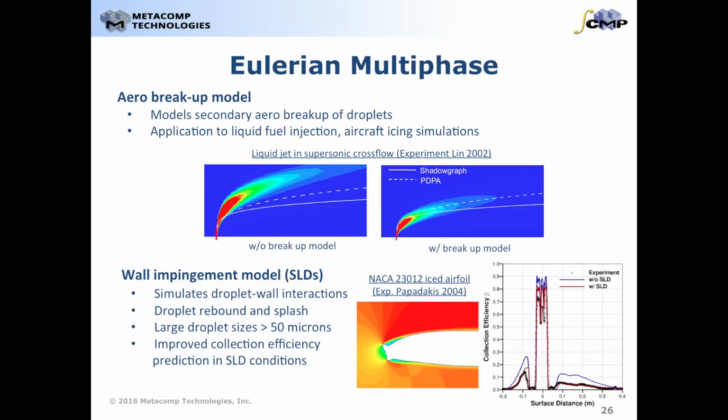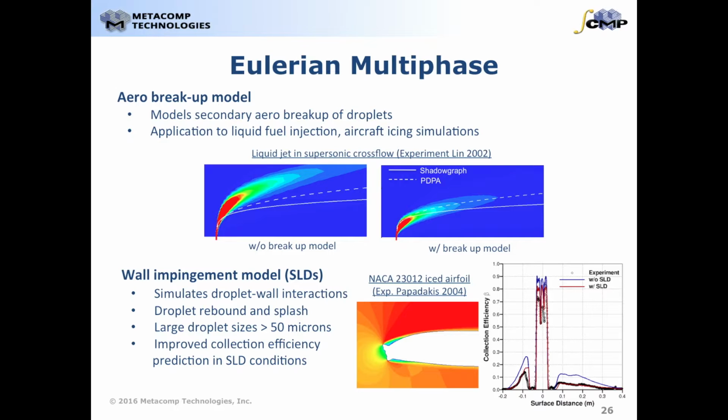Going into further details on the breakup model, this model simulates secondary breakup of droplets and has been applied to liquid fuel injection and aircraft icing simulations. This example shows a liquid jet in supersonic cross-flow modeled without the breakup model on the left and with the breakup model on the right. Predicted jet penetration heights are compared with experimental correlations, and we can see an improved prediction with the breakup model active. The breakup model also alleviates the need to guess an initial droplet size for large enough droplets.